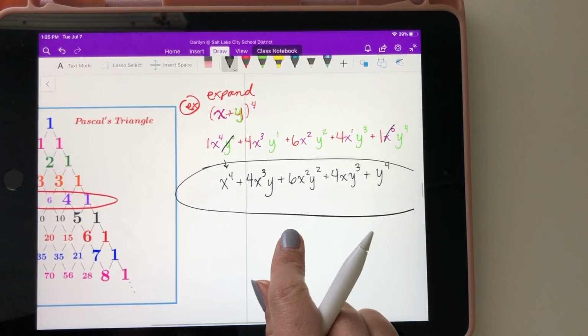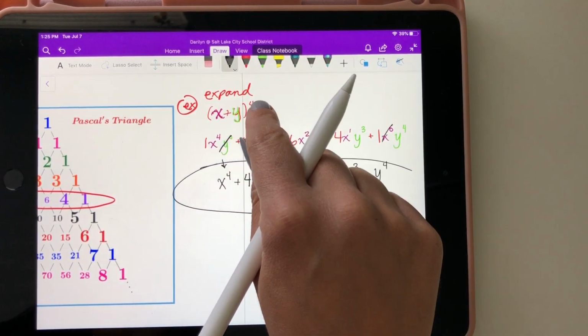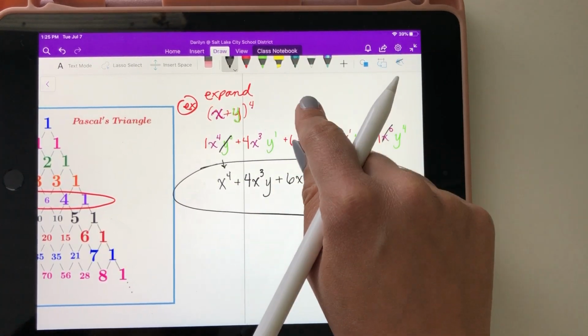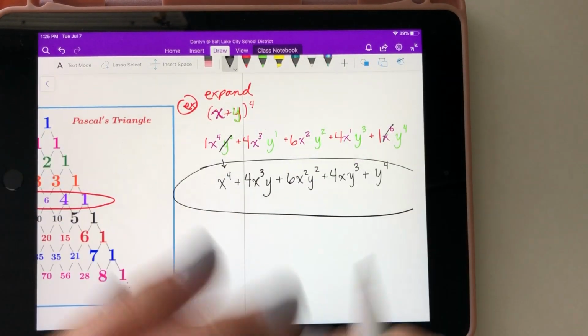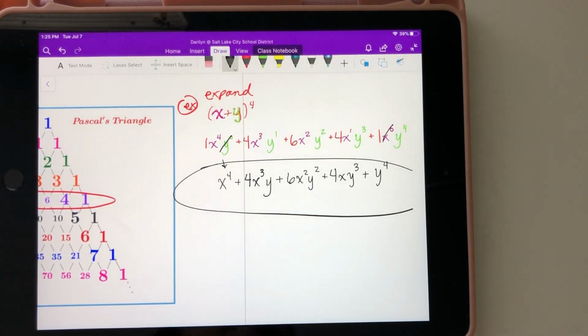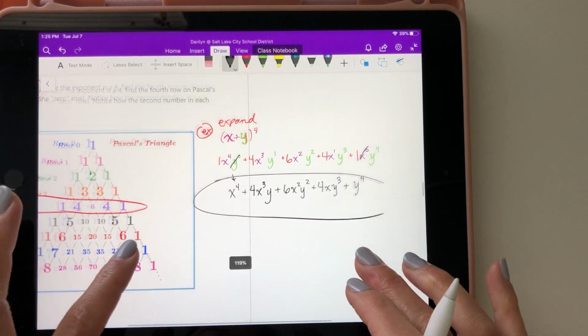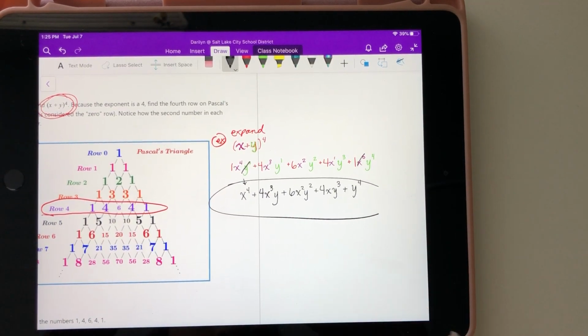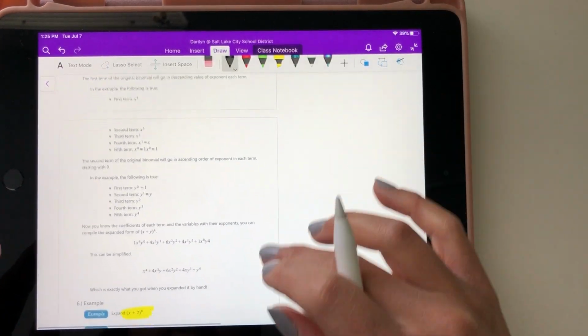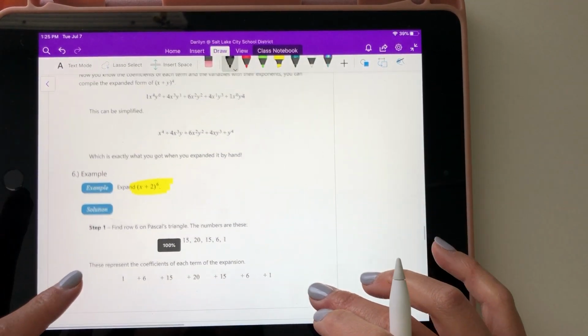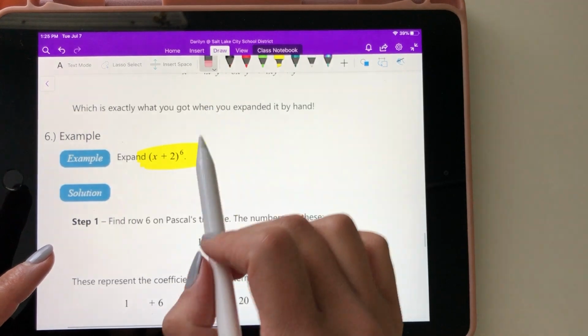Isn't that a lot easier than doing x plus y times x plus y times x plus y times x plus y and then distributing it all out? And when I distribute it all out, I often make mistakes too. So this is a really quick way to do that. This is expanding binomials using Pascal's triangle. It's awesome. So let's go ahead and do an example with a number.